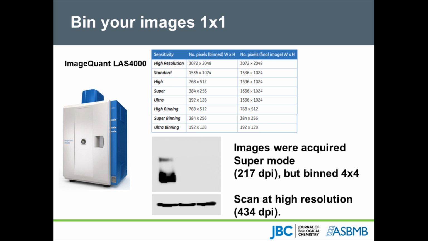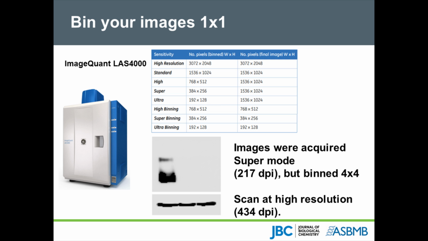Here are some examples of what binned images look like. These plots were acquired on an ImageQuant in super mode. The final resolution isn't great at 217 dpi, but because it was binned 4 by 4, meaning a 4 by 4 pixel block was combined to make one big pixel, the bands ended up looking really blocky.